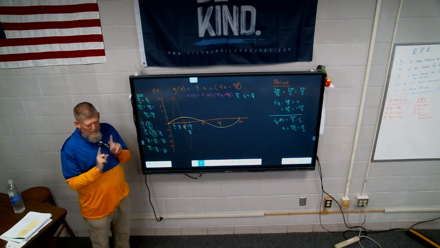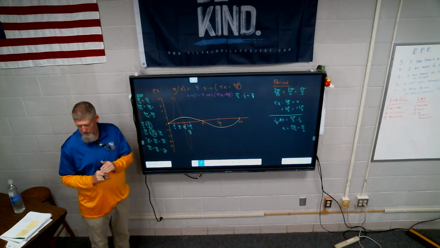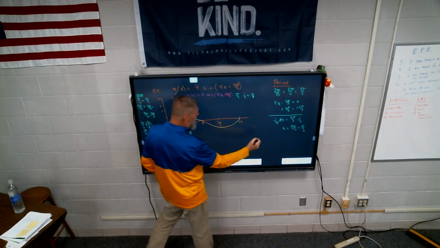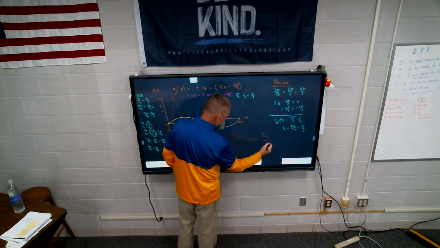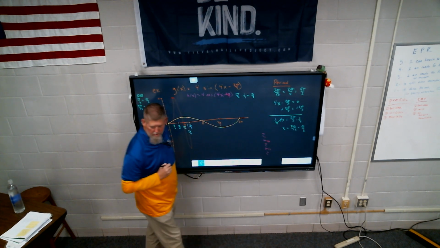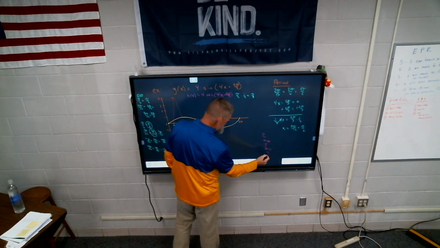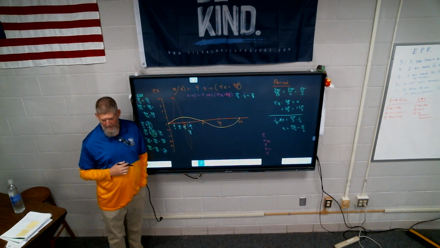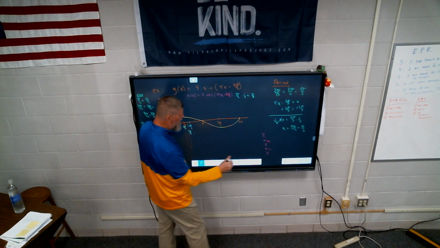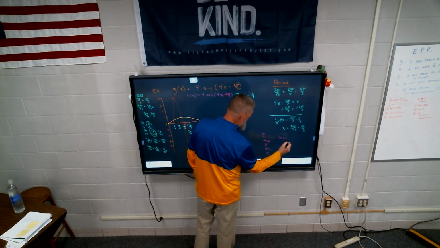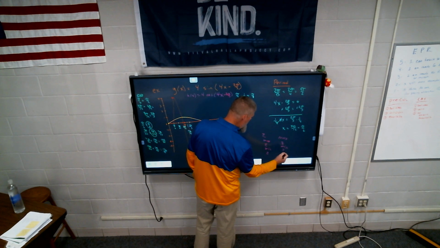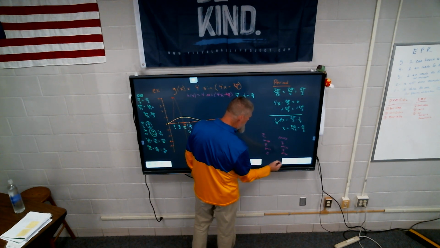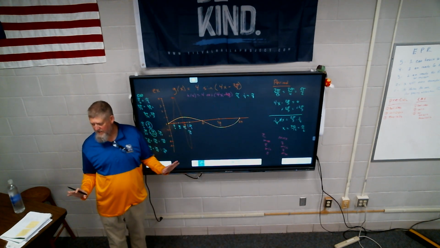The difference between sine and cosine is the pattern. Sine goes 0, max, 0, min, 0. That's the sine group. Cosine goes maximum, 0, minimum, 0, maximum. Everything else is exactly the same.